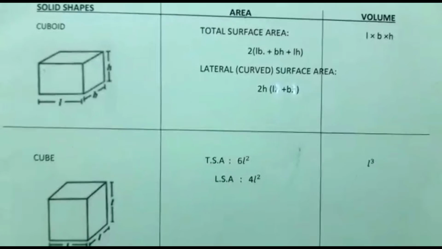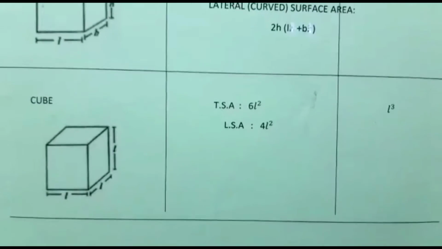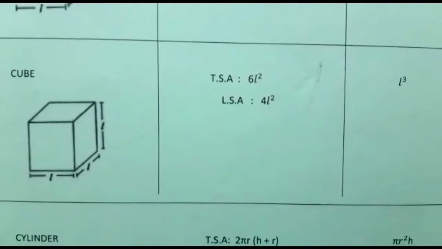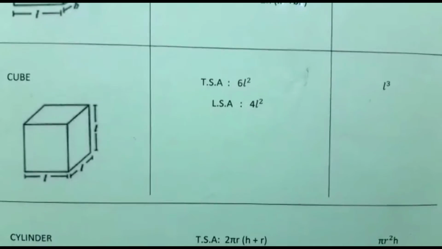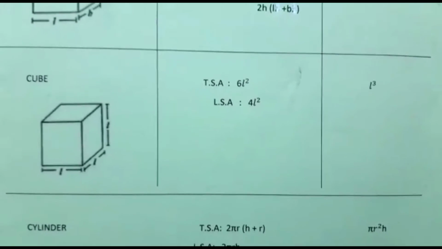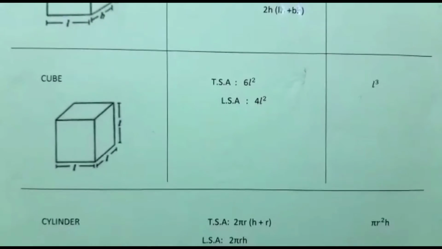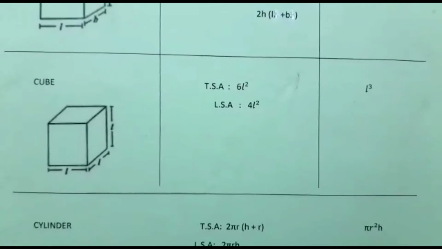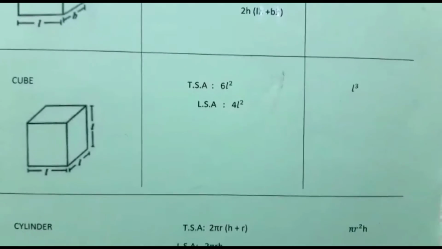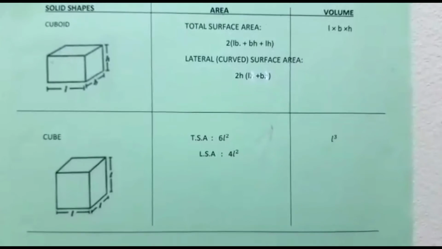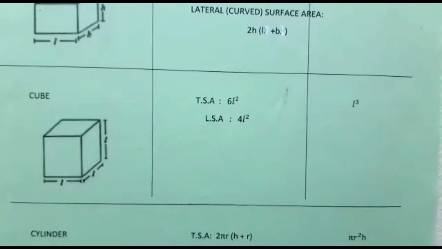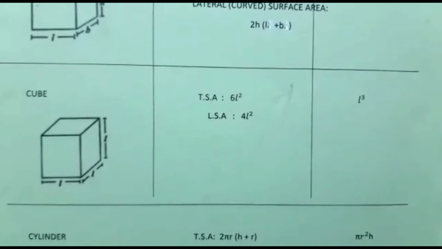Cube means all sides are equal. So total surface area: there are 6 faces, all sides are the same. It means 6 multiplied by the area of the square, that is 6 L square, side square. And curved surface area means only the four side faces, not the top and the bottom. So it is 4 L square, 4 multiplied by the area of the square, since each face is a square. And volume is equal to the area of the base, L square, multiplied by the perpendicular height, that is also L. All the sides are equal, so side multiplied by side multiplied by side, that is L cube. That's the volume of the cube.